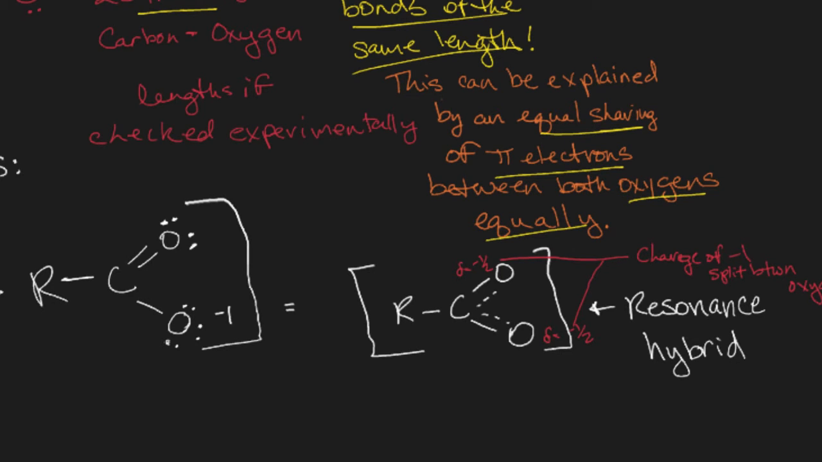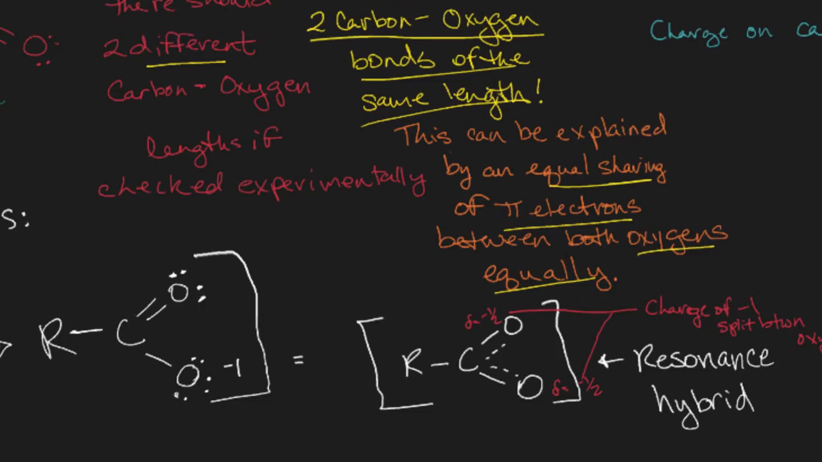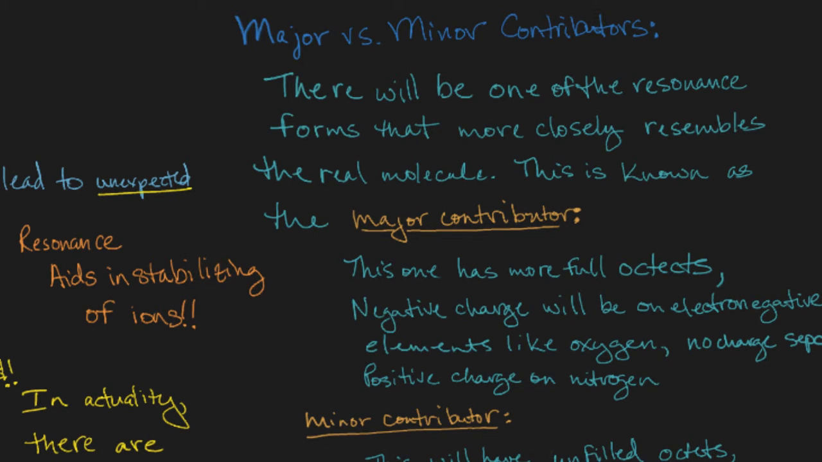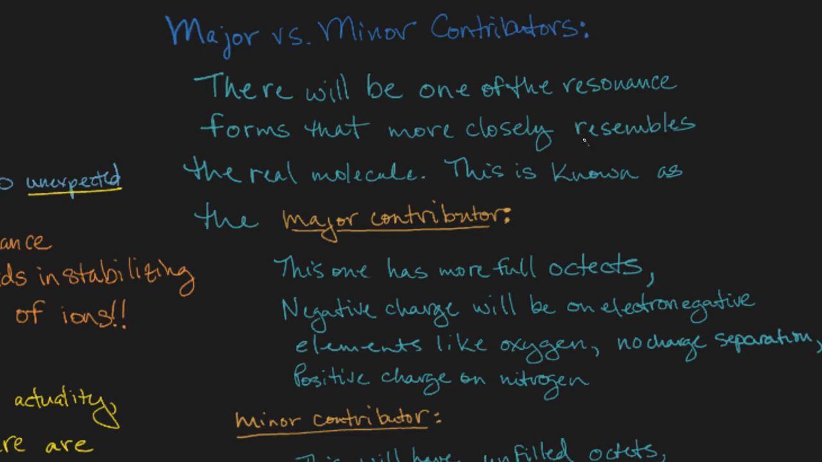All right. In some scenarios, the resonance occurs between elements that are different, not two oxygens. In such a scenario, you have what are called major and minor contributors. The major contributors will be more stable and more closely resemble the real molecule. The major contributor will tend to have more full octets than the minor. Negative charges will be placed on elements that are more electronegative, such as oxygen. There will be no charge separation or little charge separation in the major contributor.